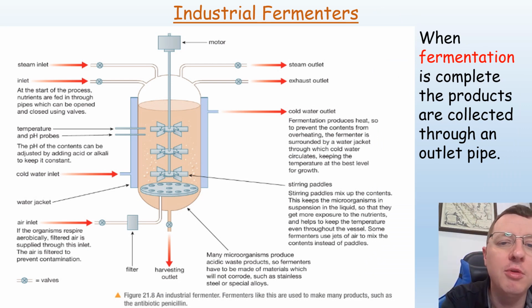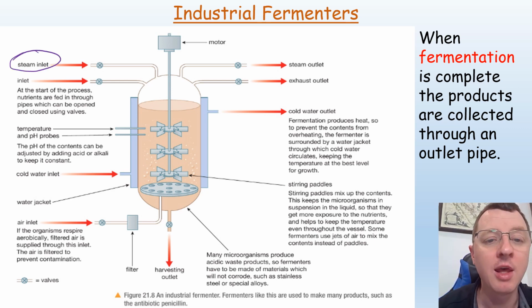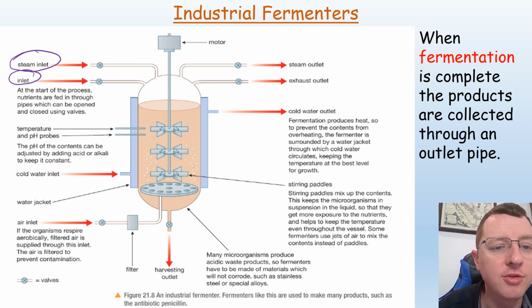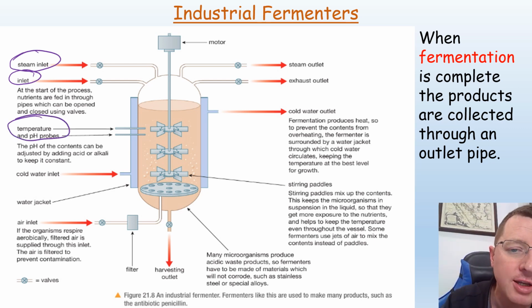So just to look at these fermenters in more detail, how exactly would the industrial fermenter work? Well, you can see the diagram of an industrial fermenter in front of us here. The first thing to notice is that there is a steam inlet. This means that before and after use, the entire fermenter can be sterilized using high pressure and high temperature steam. The next line is the inlet. And at the start of the process, nutrients are fed in through pipes which can be opened and closed using valves. You'll notice that there are both temperature and pH probes.